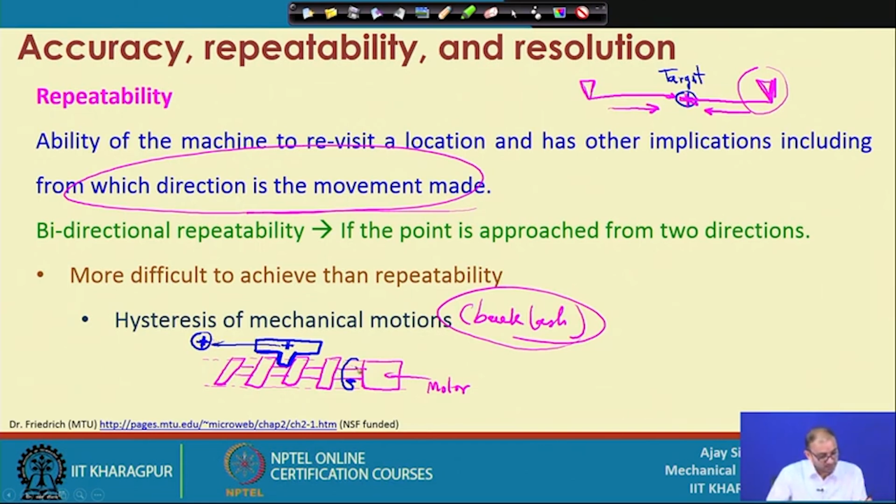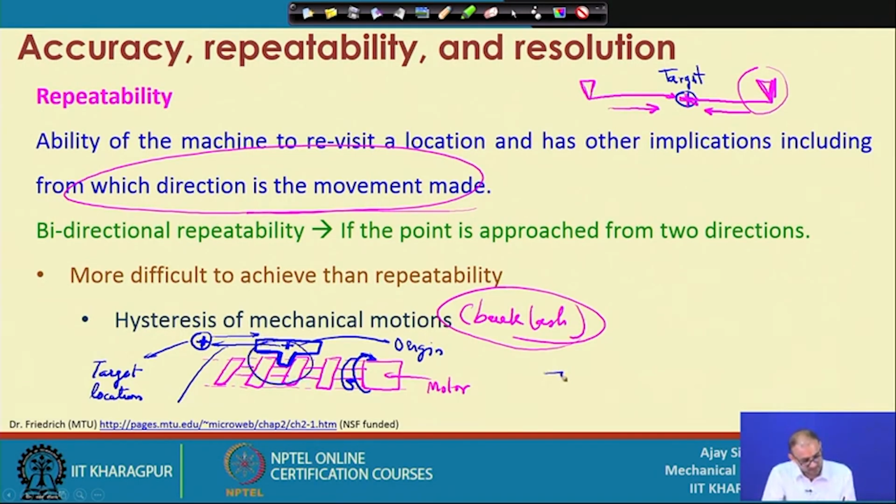Now, you are rotating your motor in the opposite direction in such a way that you want to move back to the original location. So, this is the target location and this is the origin. When it is moving in this direction, this is called repeatability. Suppose you are reaching this location in one direction, then you are calling this tool back to this location. Now, what is the problem? Now, consider this particular zoom part. I am zooming this thing a little bit.